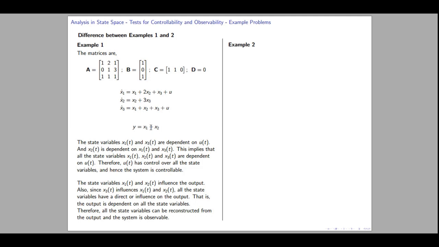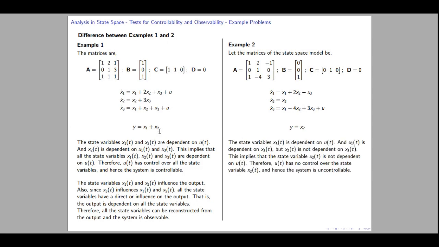And at the same time, x1 and x2 are influenced by x3 also, because in both we have x3. So therefore, x3 also will have an indirect influence on y, which means that y is connected to x1, x2 and x3. So therefore, I can definitely determine x1, x2, x3 from this output. So that is why this was a controllable and observable system.